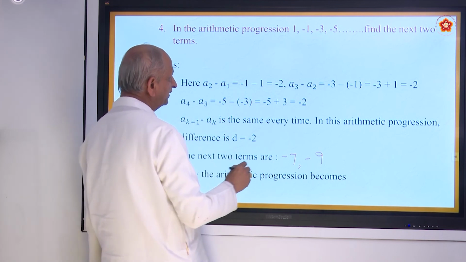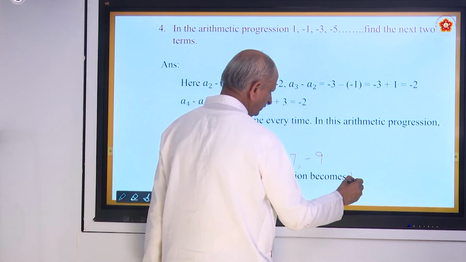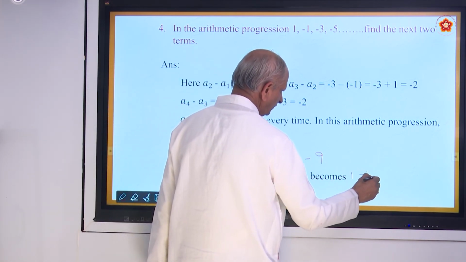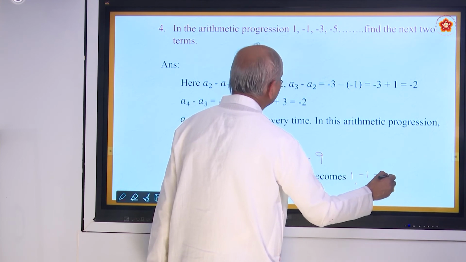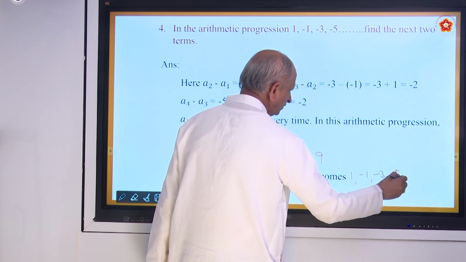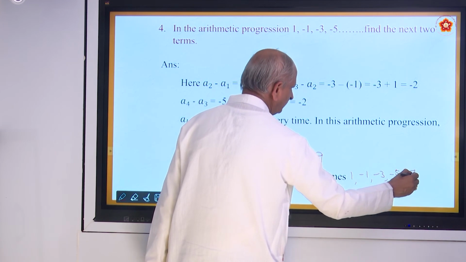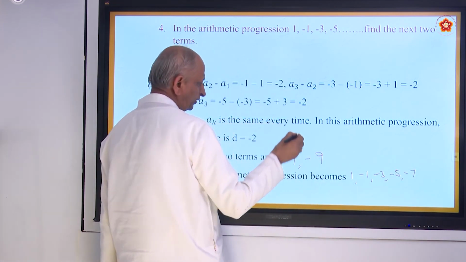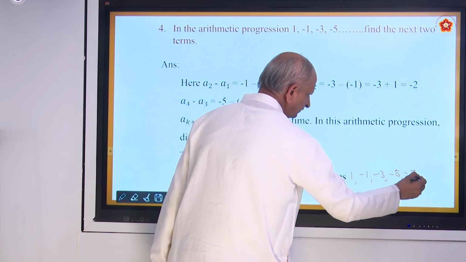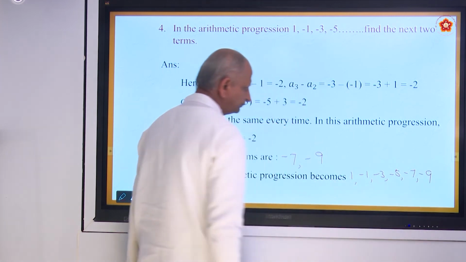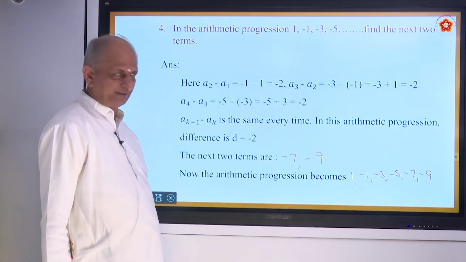So, the progression becomes 1, minus 3, minus 5, minus 7. They are asking two terms. So, minus 7, minus 9. Is it all right? So simple it is.